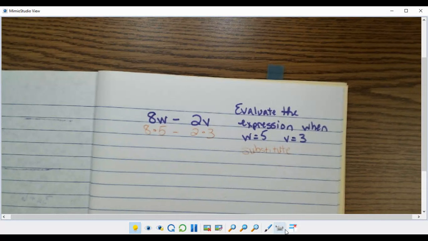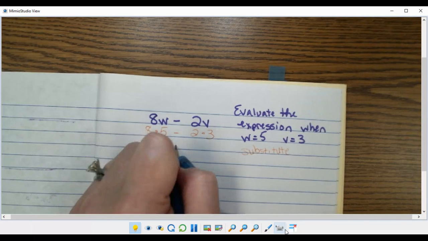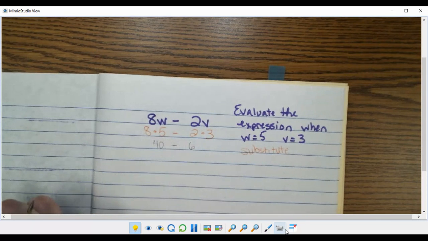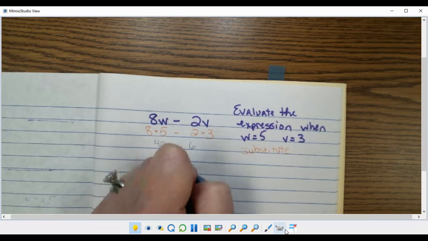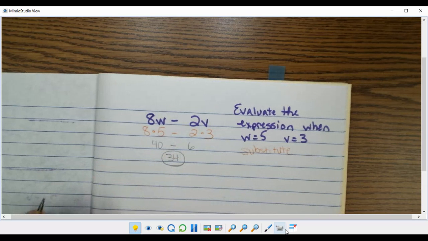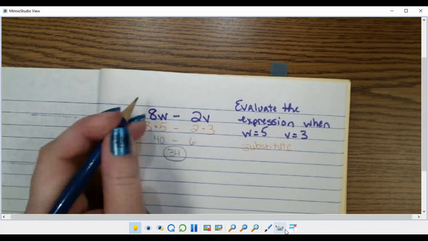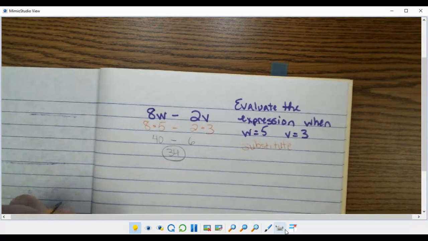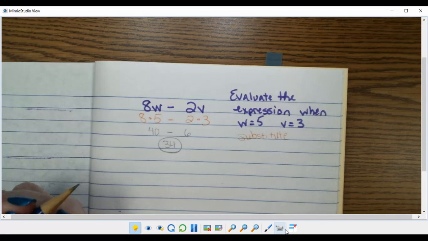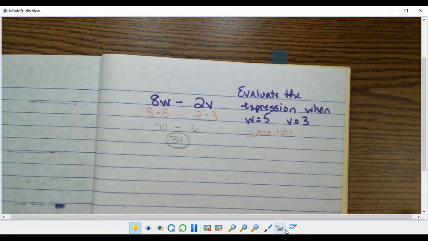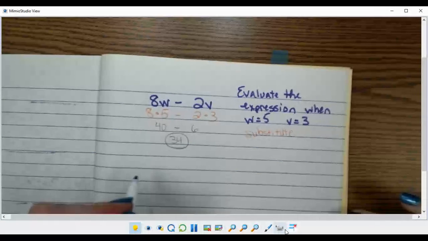By Dear Aunt Sally, by order of operations, I'm going to do the multiplications first. So this becomes 40, and this becomes 6, and then 40 minus 6 is 34. So this is the solution, or the answer, and we have just evaluated it. You don't really solve because solve means something different in math that we'll talk about in the next chapter. All right, let's talk about another example.